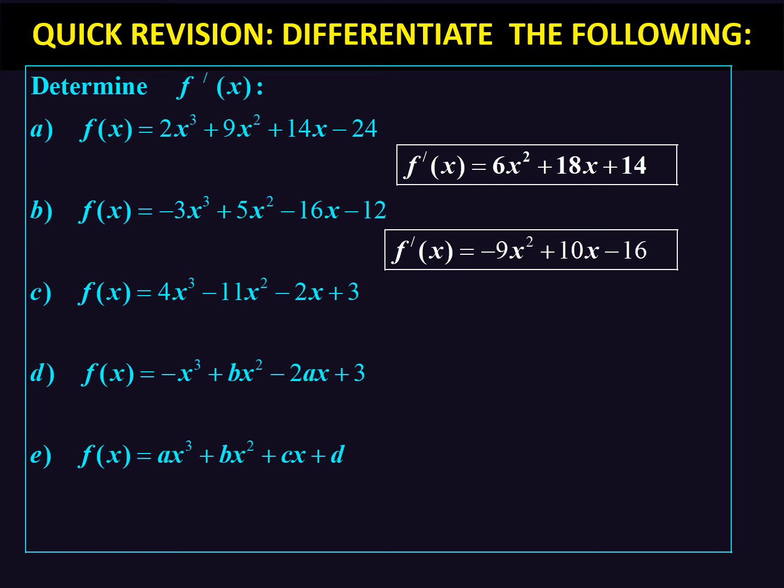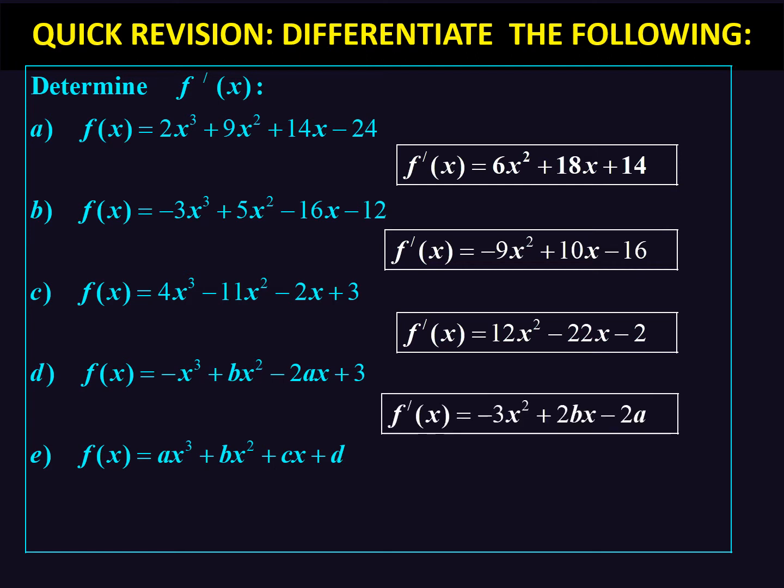The next one, negative 9x squared plus 10x subtract 16. Be careful there with the negative. That one, 12x squared minus 22x minus 2. This one, be careful here. Negative 3x squared plus 2bx minus 2a. The last one, 3ax squared plus 2bx plus c. So now it's ready. This is what you're going to need: just be able to use your differentiation.